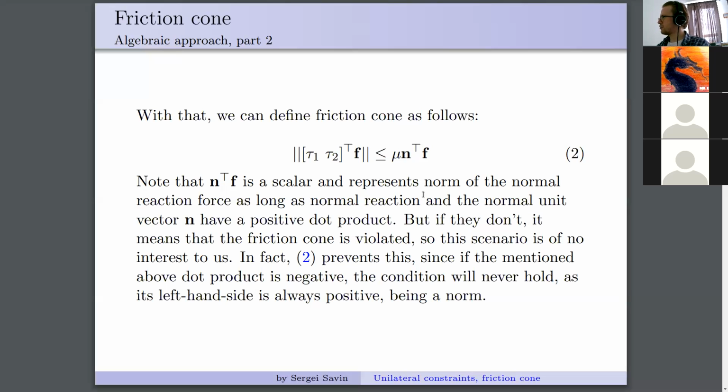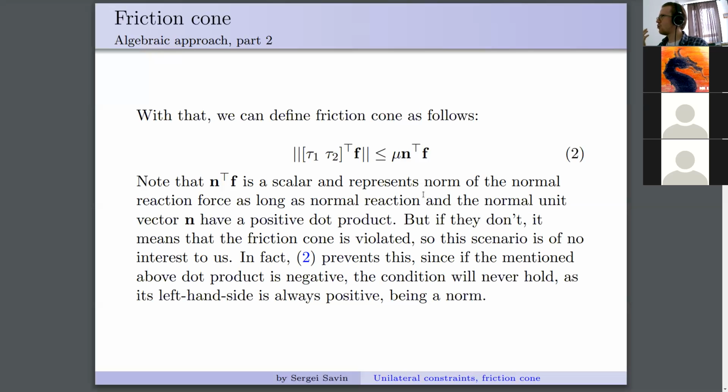Now, please notice the left-hand side of expression number 2. It is a norm. Can a norm be negative? Someone tell me? No, exactly. So in other words, this inequality will hold, with the norm less than or equal to some value, only when this value is positive or 0. If the right-hand side of this inequality is negative, this inequality will never hold. Makes sense, right?